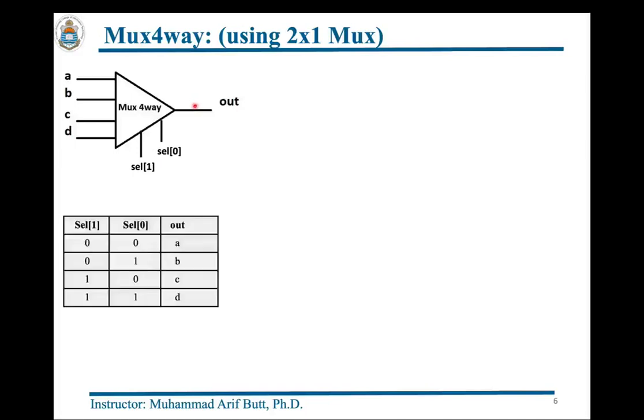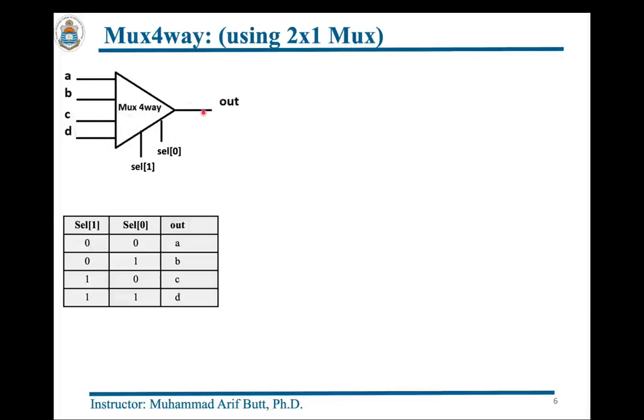Well, this is the table that describes the behavior of the circuit. If the selection lines over here are 0, 0, this A will be placed on out. If it is 0, 1, this B will be placed on out. 1, 0, this C will be placed, and 1, 1, this D will be placed on out.